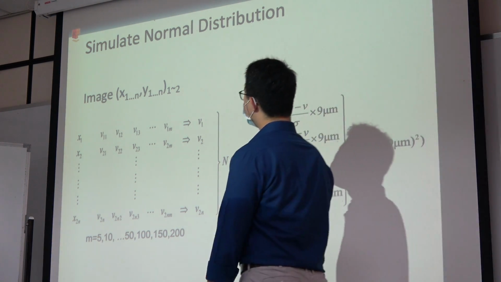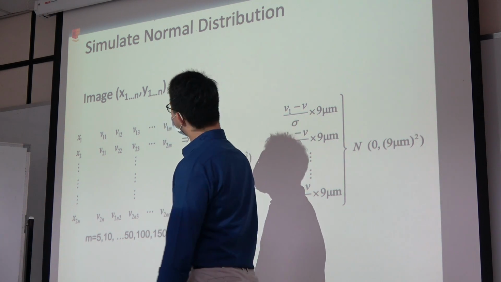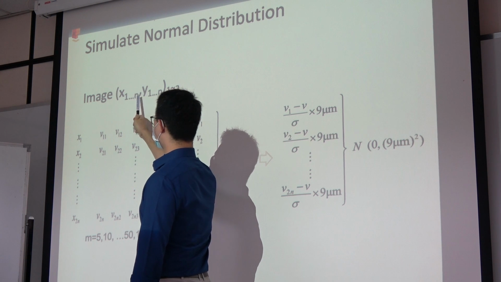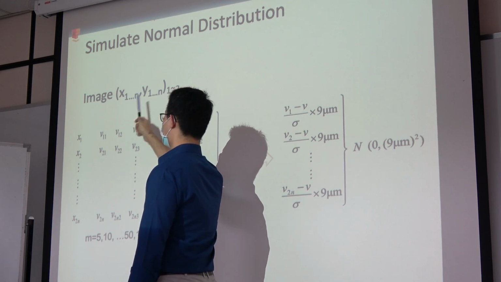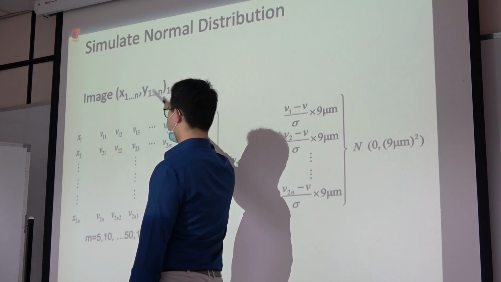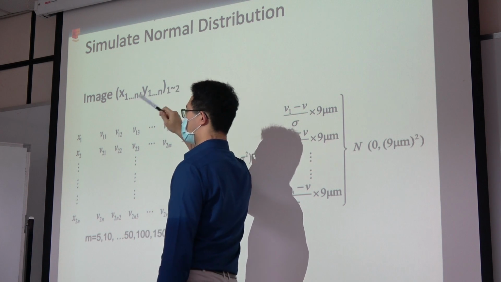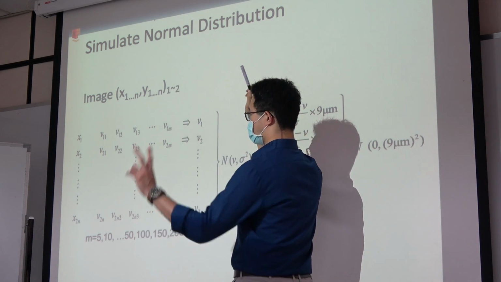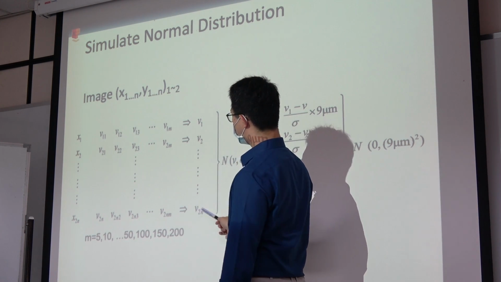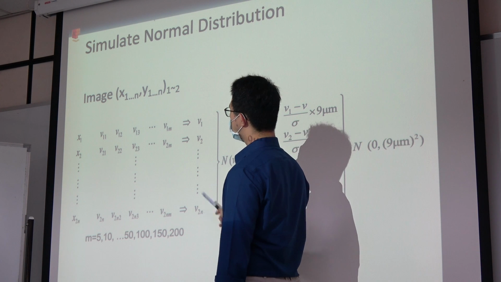Okay, let's say we have the image coordinates x1, y1, up to xn, yn. So we have 2n errors. We need to simulate 2n errors. Now the number of errors that we need to simulate is 2n. So in this case, we can have the 2n random errors simulated.